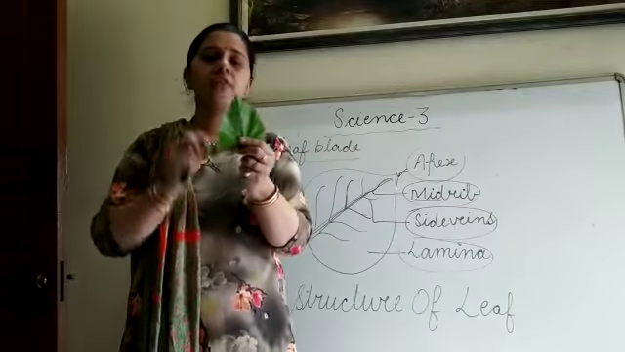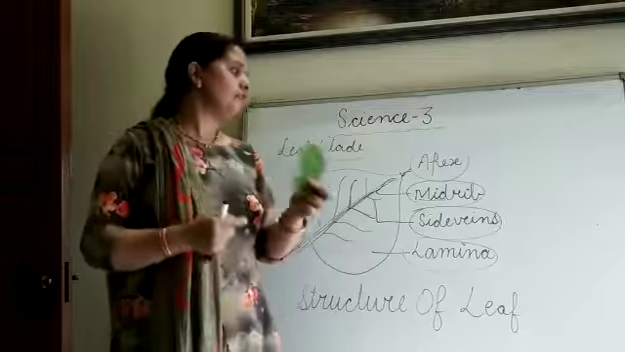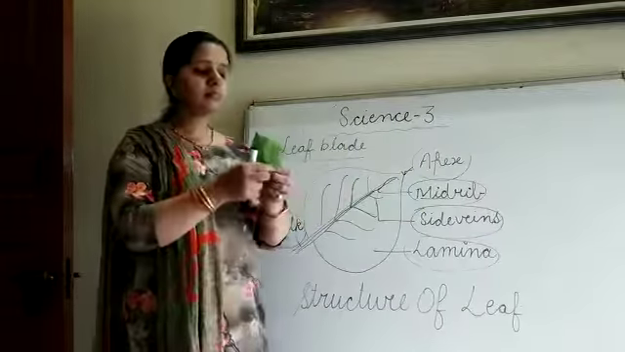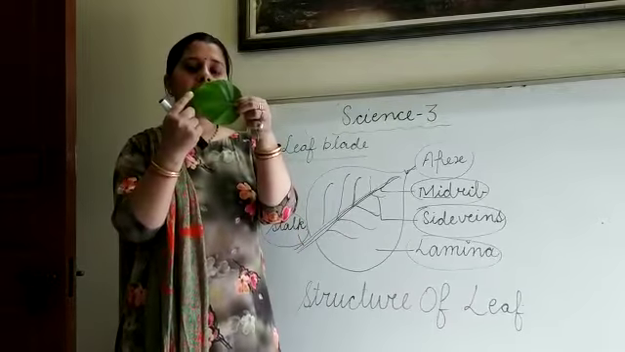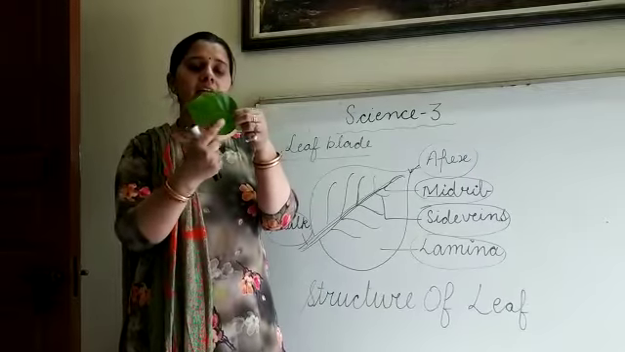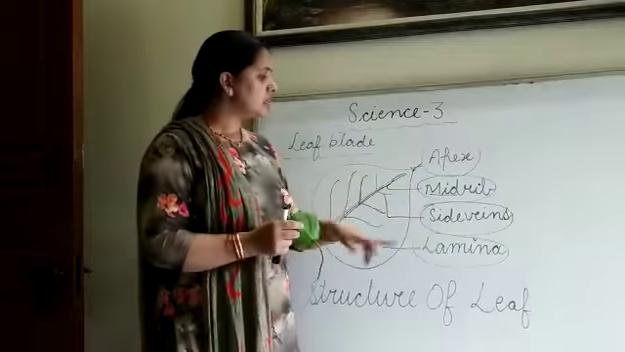You can see where the apex is. So it is the apex of the leaf. I have written here apex. Next is midrib. So this is the midrib. It is present in the middle of the leaf. This is the midrib. Next is side vein.